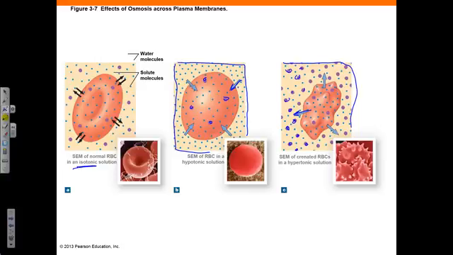So to review, here's an example of an isotonic solution, a hypotonic solution, and a hypertonic solution. I always remember that the cells swell in a hypotonic solution. The O in hypotonic indicates the swelling of that cell. Something to help you remember.